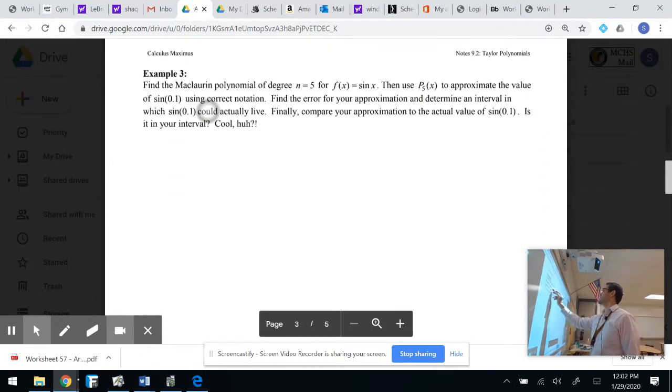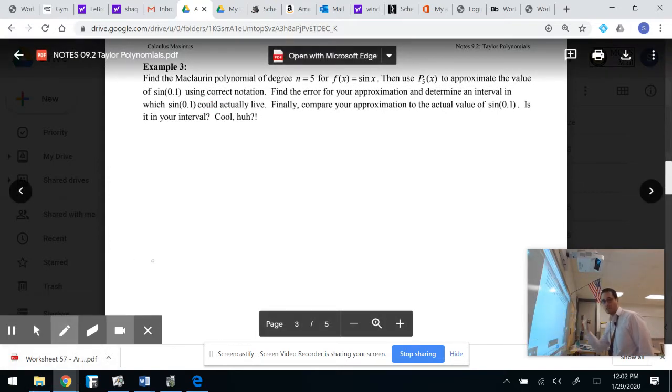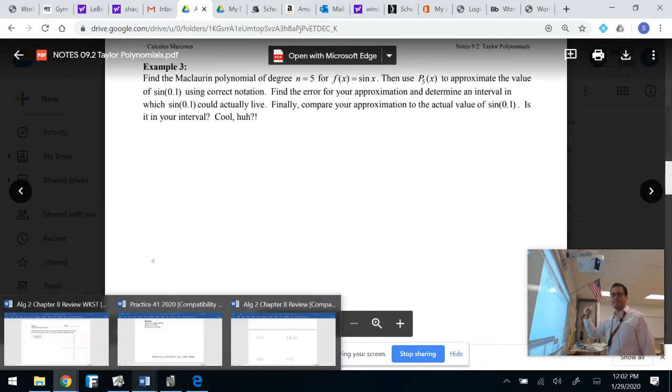All right, here we go. Example 3. Check this out. It's actually really cool how it works out. Gave me a lot of space, don't even got to go to the blank page. All right. Find the Maclaurin polynomial of degree n equals 5. That means I'm probably going to have to list out 5 of these guys. All right, we're going to do it for sine of x.